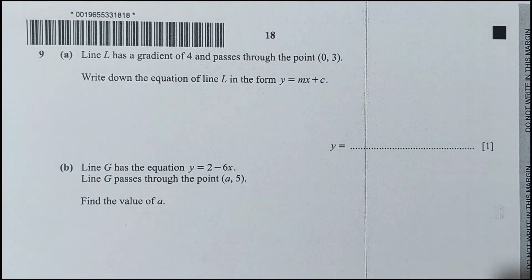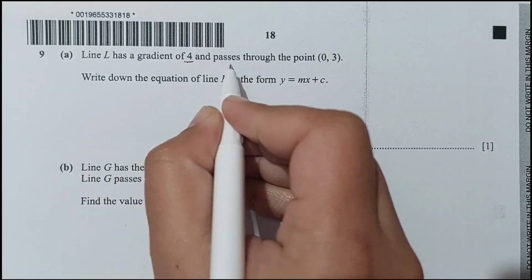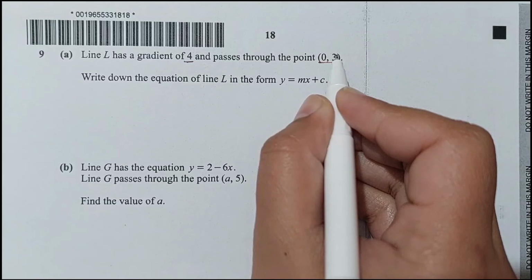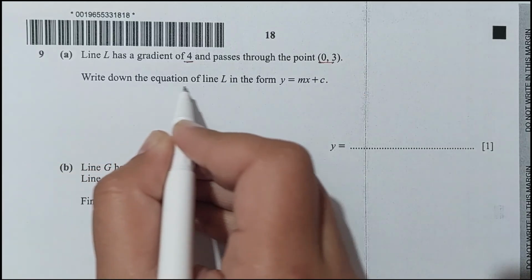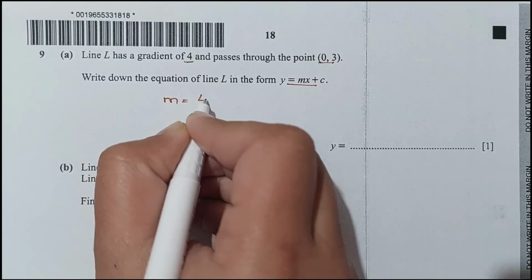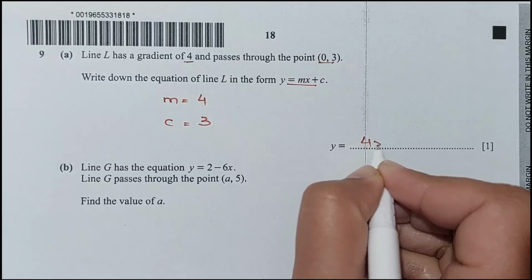Question number 9, part A. Line L has a gradient 4 and passes through the point 0, 3. X is 0 and the y is 3. Write down the equation of line L in this form. So the gradient is 4, means m value is 4 and the y-intercept is 3. So y equals 4x plus 3.